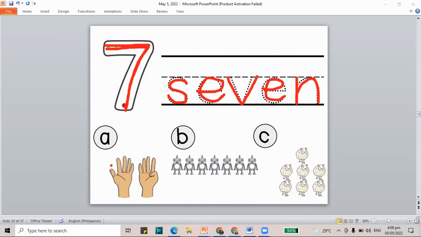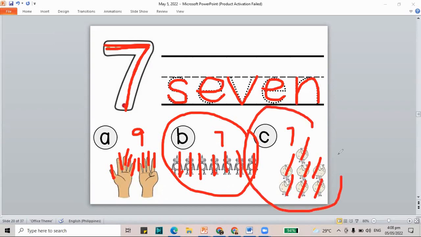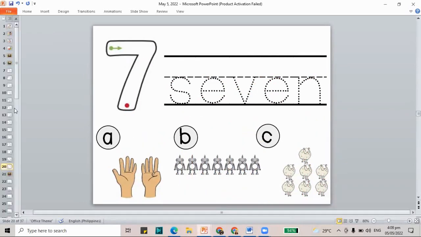And for your letter A here, do we have 7 fingers showing? Let's mark and count. 1, 2, 3, 4, 5, 6, 7, 8, 9. This shows 9. We cannot circle that. How about our robots? 1, 2, 3, 4, 5, 6, 7. This shows 7. Let's circle this one. And our sheeps. 1, 2, 3, 4, 5, 6, 7. Also 7. Let's circle this group. So we found all those things that show the number 7. That is the last part of our lesson.